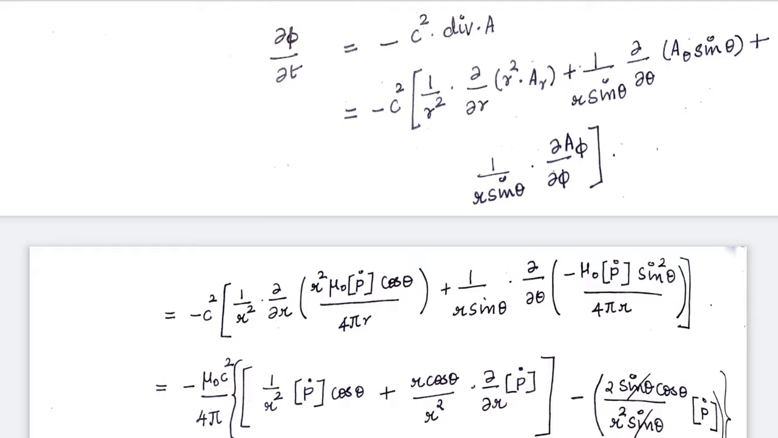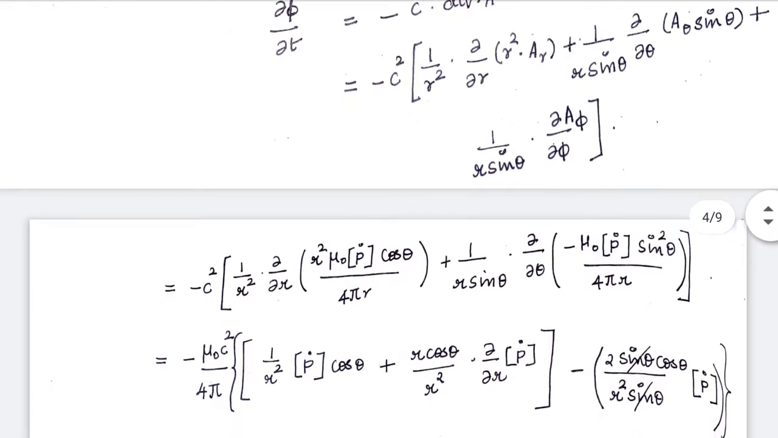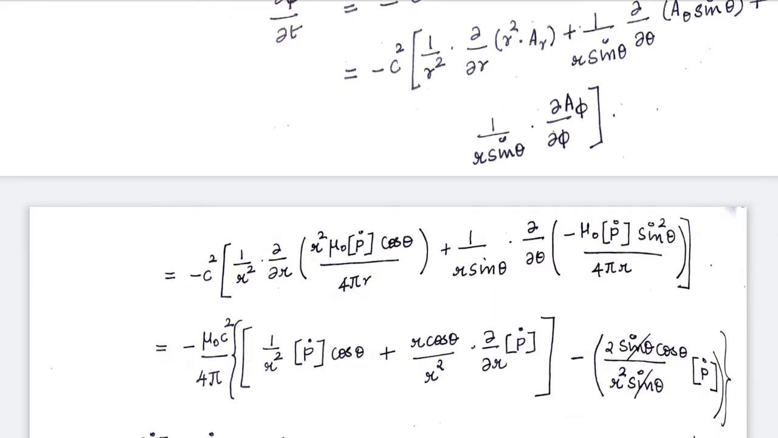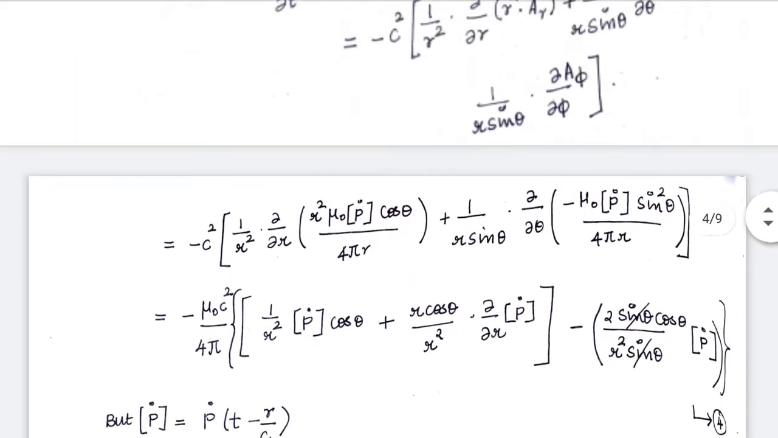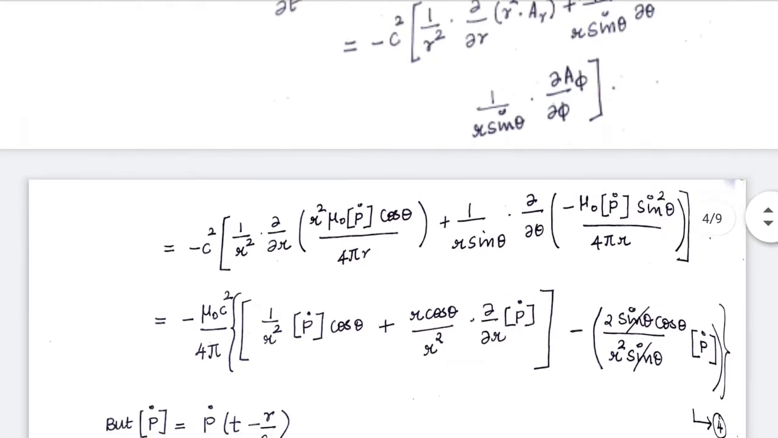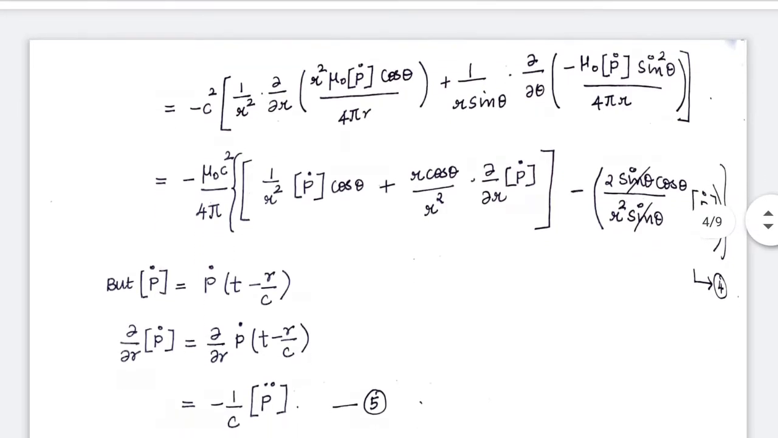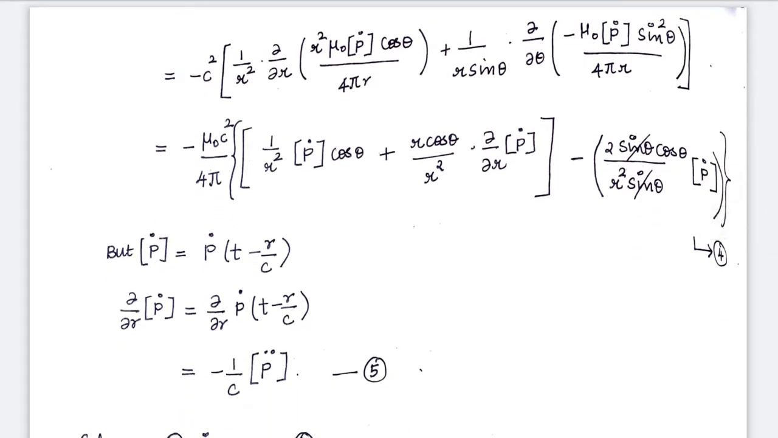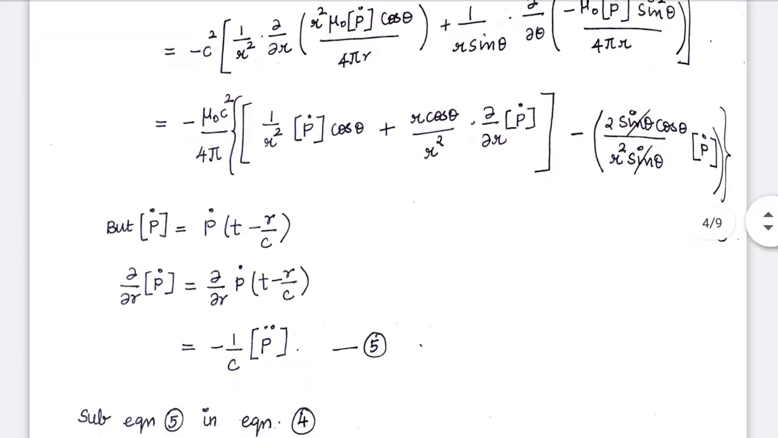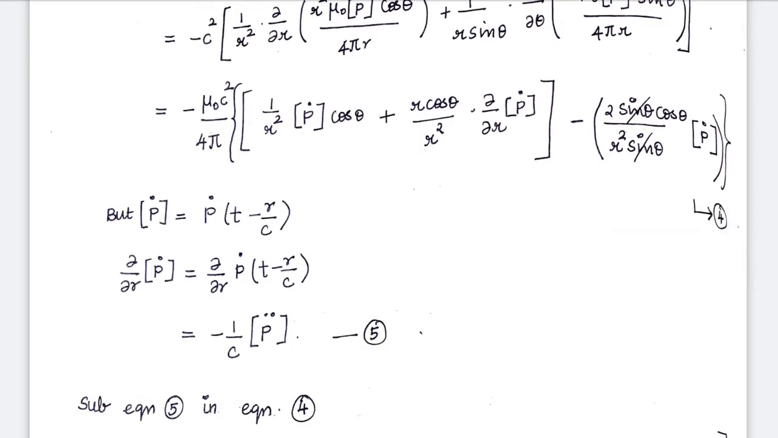So we get minus c square into 1 by r square dou by dou r (r square A_r) plus 1 by r sin theta dou by dou theta (A_theta sin theta) plus 1 by r sin theta dou A_phi by dou phi. So we have the values for A_r and A_theta. Substituting those values and simplifying, we get minus mu naught c square by 4 pi [1 by r square P dot cos theta plus r cos theta by r square dou by dou r P dot minus 2 cos theta by r square P dot].